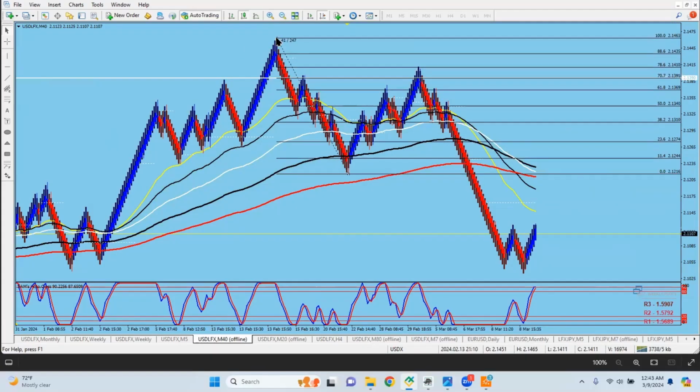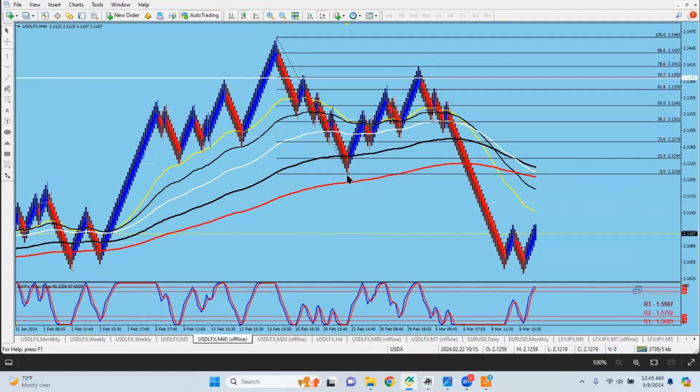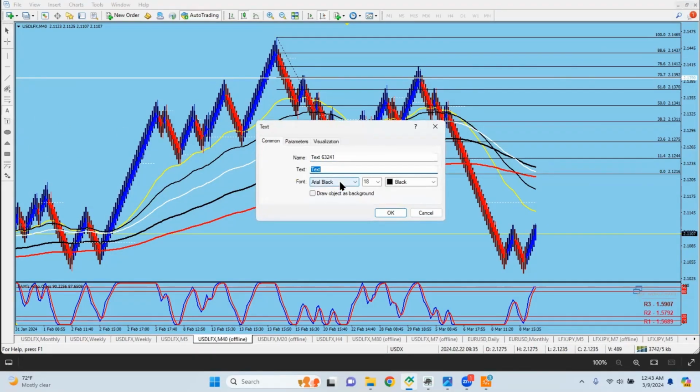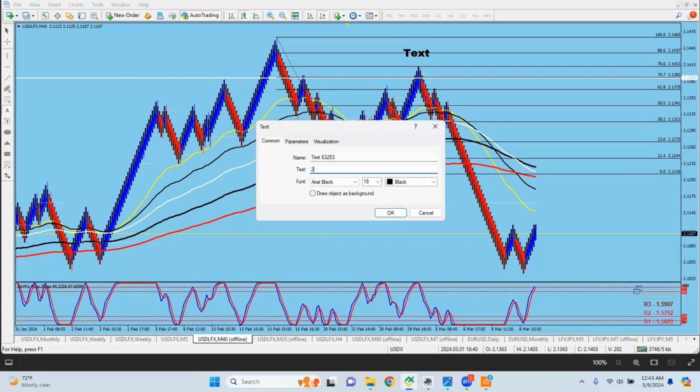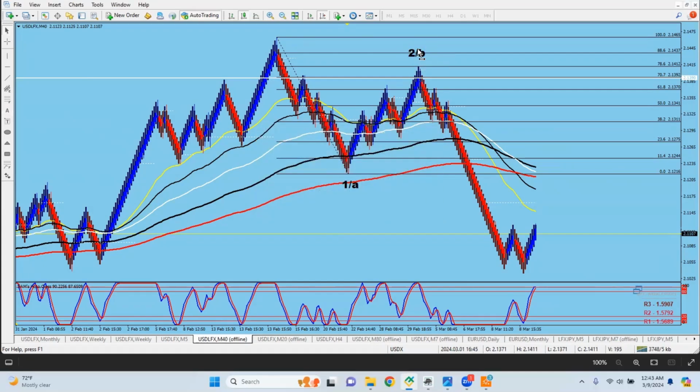So this is an exact touch of 78%. So this could be wave 1 or A to a B, like I would say here, because we don't know at this point what is going to happen. So we will mark both 1 or A, right? And then this could be 2 or B. Then either we need C or 3 to the downside.